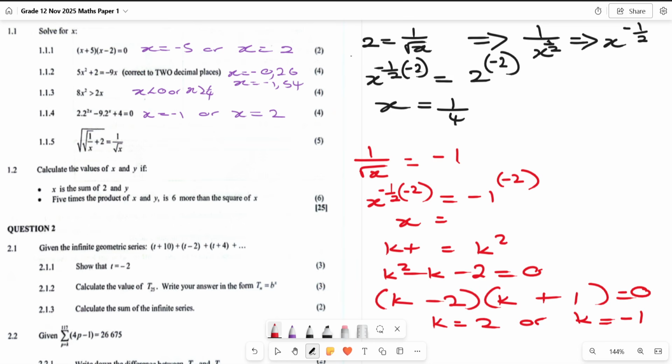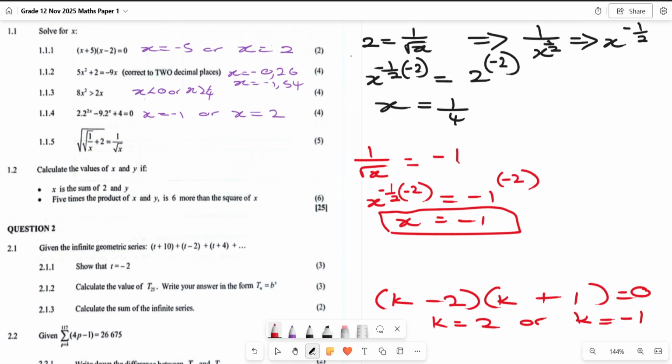Therefore, our x is going to be equal to, okay, I'm just going to erase this as I'm moving along. What are we going to get, guys? We are going to say minus 1 to the power of minus 2. Our answer is minus 1.